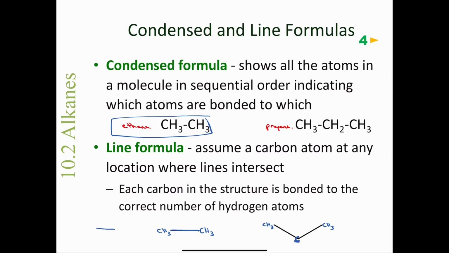But again, we assume that carbon always has 4 bonds. So how many more bonds would this carbon have to have in order for it to have 4 bonds? Well, the answer is 2, because 2 plus 2 is 4. And that is why at this intersection, or this vertex, if you will, down here, this is a CH2. So the way that we represent propane using a line formula is just by going like this, 1, 2, 3, like this. So you can see how the line formula is a very fast and powerful way to draw alkanes.